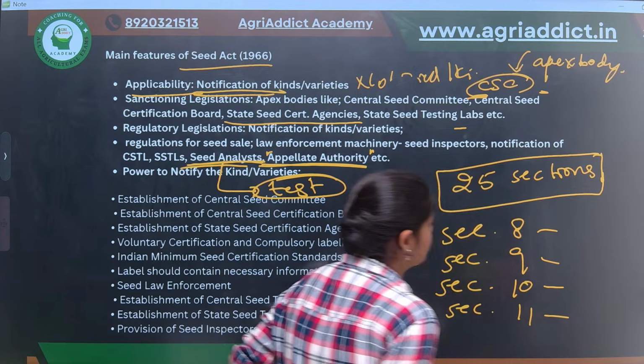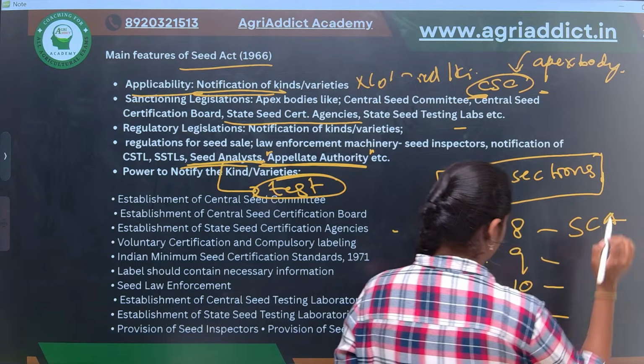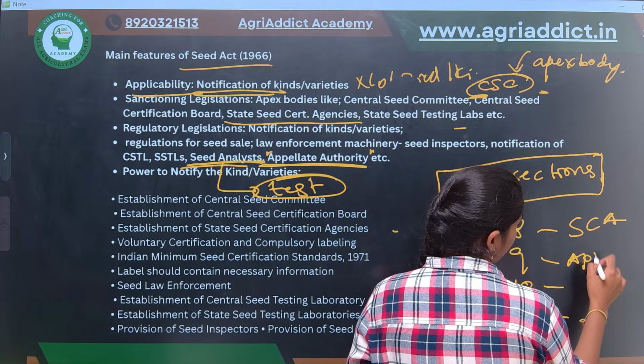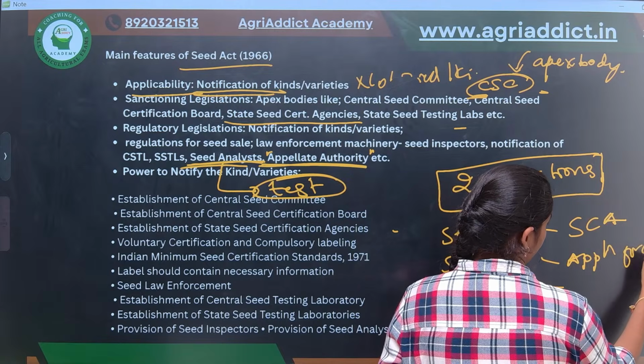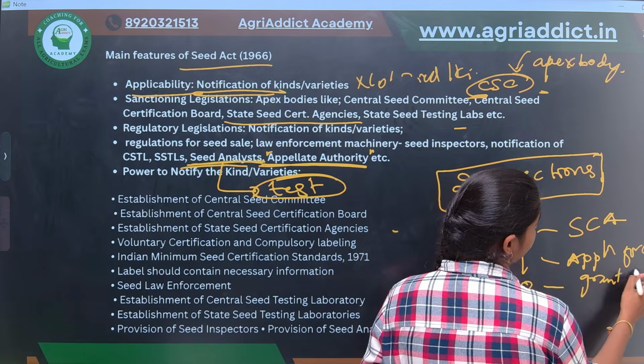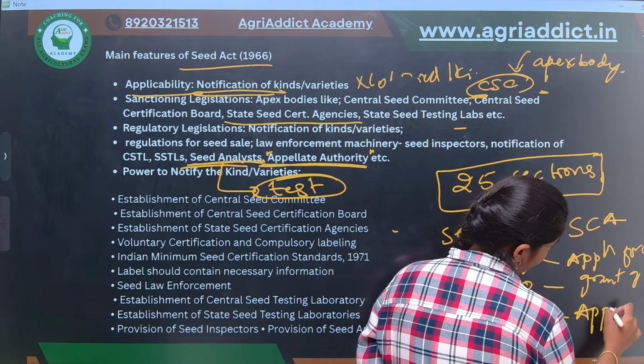Okay. Section 8. What is Section 8? It is the establishment of seed certification agency. What is 9? It is application for certification. And what is 10? The grant of certificate. And what is 11? Here comes appeal.